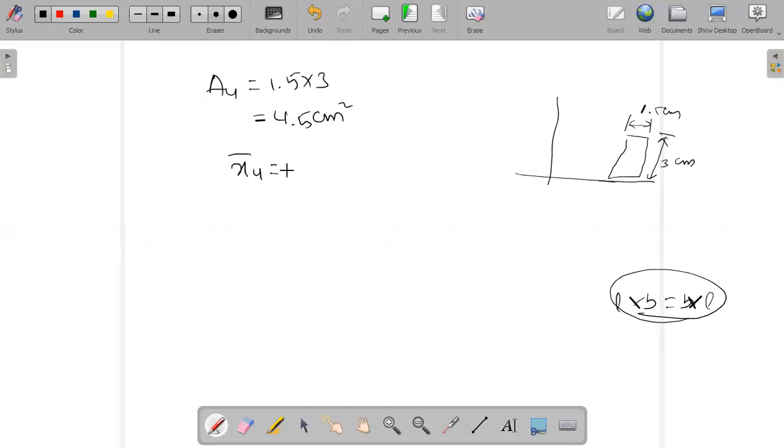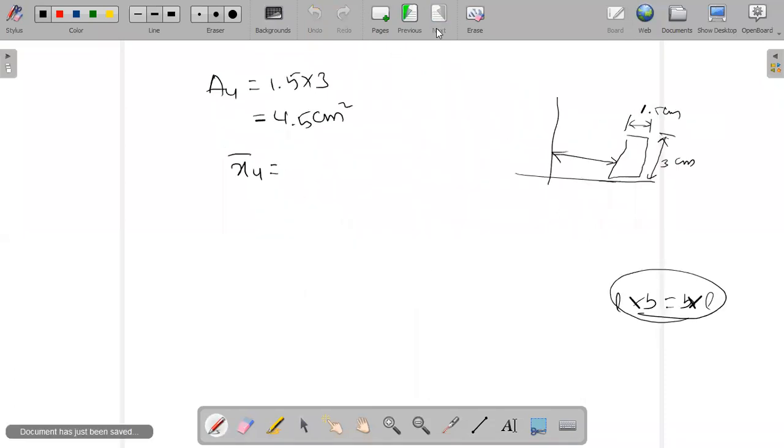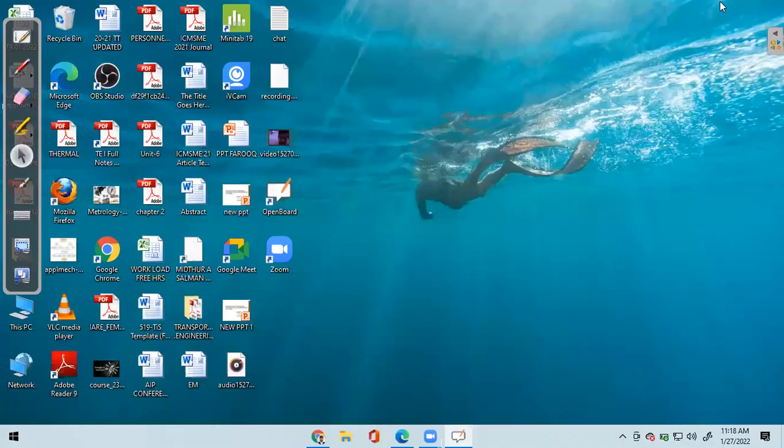Next is x bar 4. Before entering this section, what is the length you are having? Let us go to the initial case. See here, before entering this section, this 4 is present. Before this 4, how much length is present again? 4. This 4 is also present here. 4 plus 4 is 8. So before entering that section, we already have 8 length in x direction.